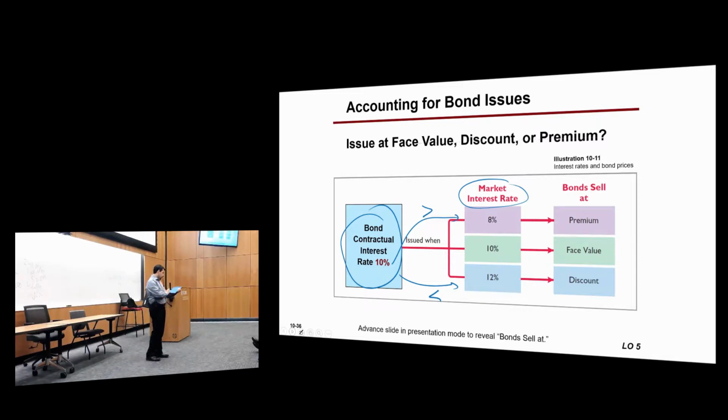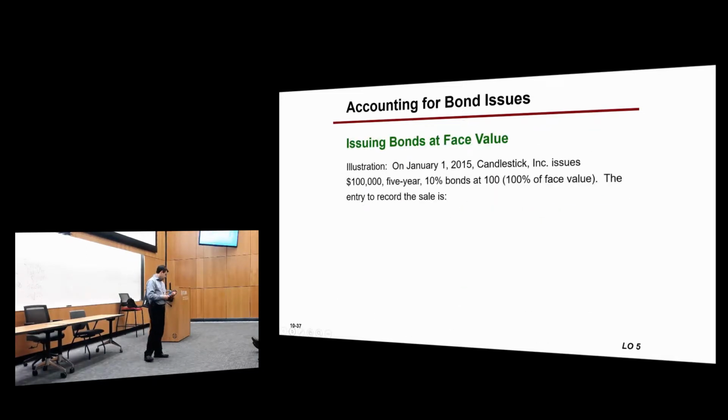So let's see how the companies would account for that. On January 1st, 2015, Candlestick Inc. issues 100,000 5-year 10% bonds at 100. So this is 100% of face value. How do you make the journal entry? What do you write? So what does the company do when they issue bonds, what happens?